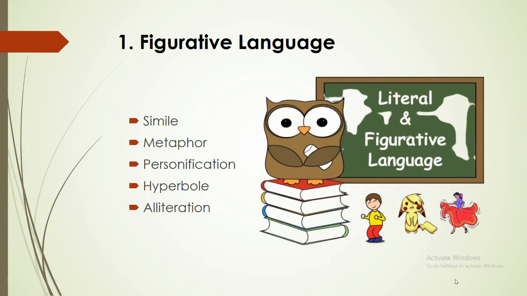Metaphor is an implicit or hidden comparison between things that are unrelated but share some common characteristics. The writer says, "The curtain of night fell upon us." Personification is giving human characteristics to non-human things. For example, the sun kissed my cheeks when I went outside.